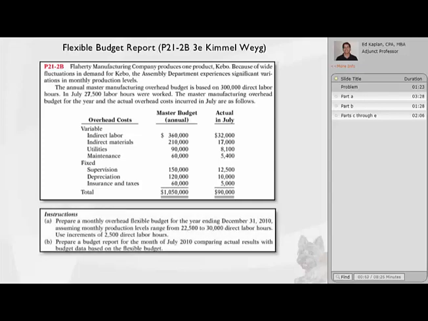They've asked us to prepare a monthly overhead flexible budget for the year ending December 31st, 2010, assuming monthly production levels range from 22,500 to 30,000 direct labor hours, and we're to use increments of 2,500 direct labor hours. Then on B, we'll prepare a budget report for the month of July 2010, comparing actual results with the budget data based on the flexible budget.